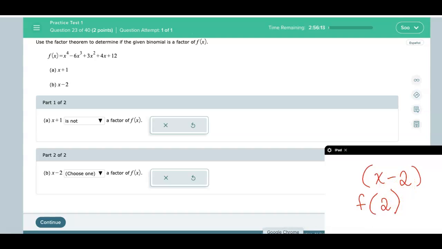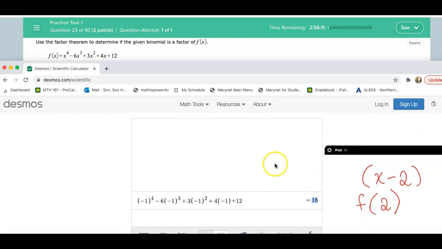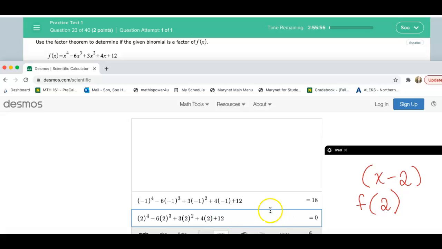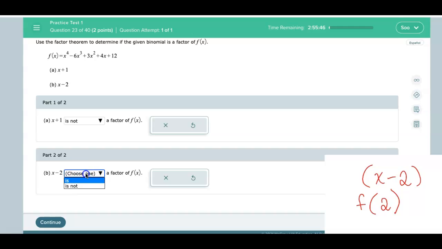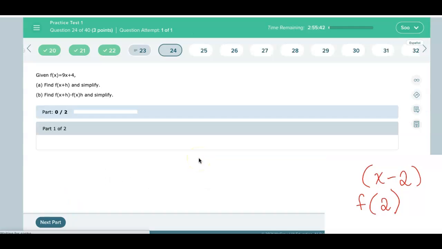So let's plug in 2 into the function. I'll be a little lazy over here. I will copy the line above and just replace the negative 1, the previous x value that we tested, by 2. I have a feeling this one will be a 0 because the first one wasn't. Look, it came out to be 0. So the function value is 0. That means x minus 2 must be a factor. And that is how you can do the factor theorem problem.